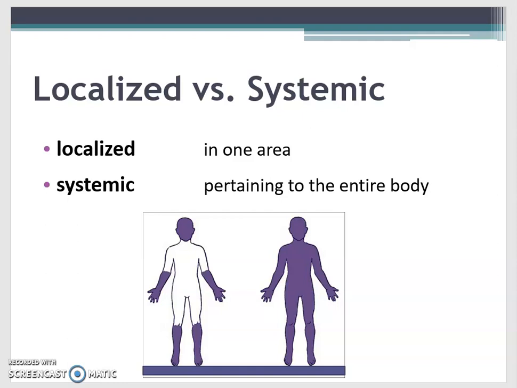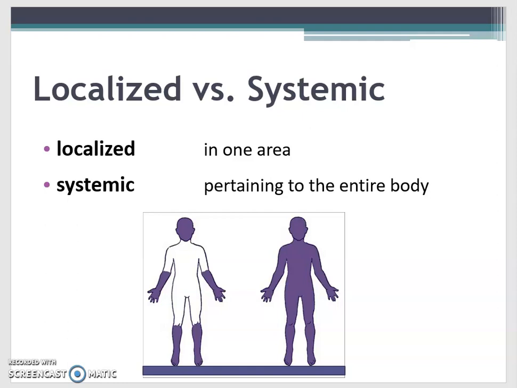Another thing I want you to know, localized versus systemic, especially in medications. So localized is in one area. Systemic is pertaining to the entire body. If you came in with a laceration on your left arm and we look at it and say, okay, we're going to have to suture that up, we'll have to sew it. We're going to give you a localized painkiller in the form of lidocaine. We're going to inject that around the wound site.